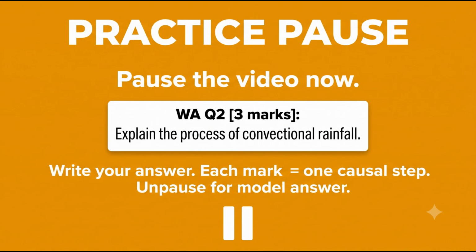Practice. Pause. 1. Pause the video now. Your question, WA Question 2, worth 3 marks. Explain the process of convectional rainfall. Write your answer before you unpause. Remember, 3 marks means 3 causal steps, each step linked to the previous one. When you are ready with your answer, unpause for the model answer.